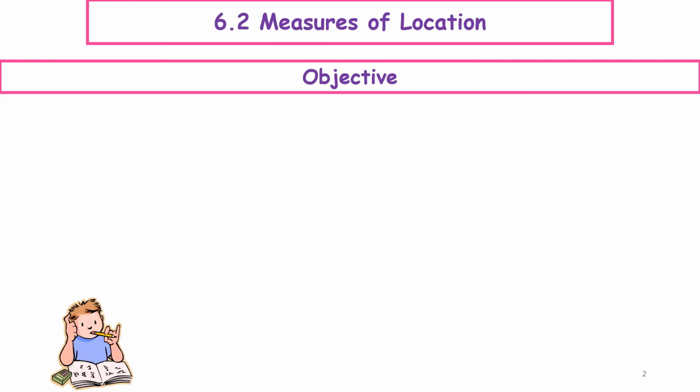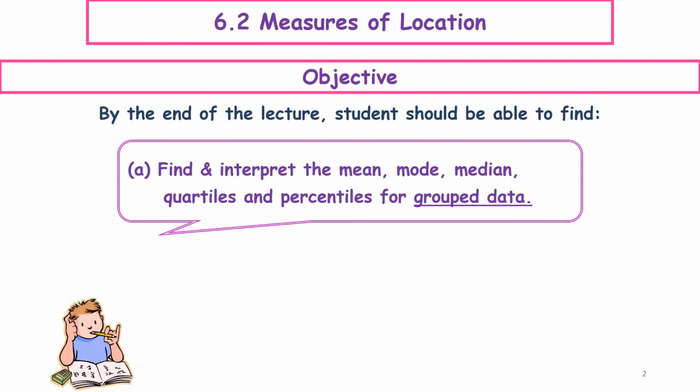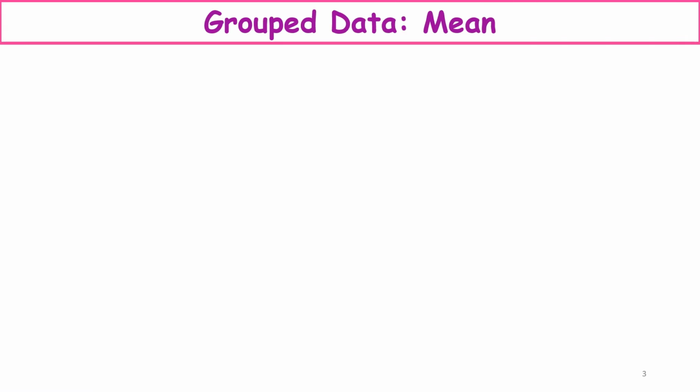By the end of this video you should be able to find and interpret the mean, mode, median, quartiles and percentiles for grouped data. First we are going to learn how to find the mean of grouped data. Make sure to use the correct formula.